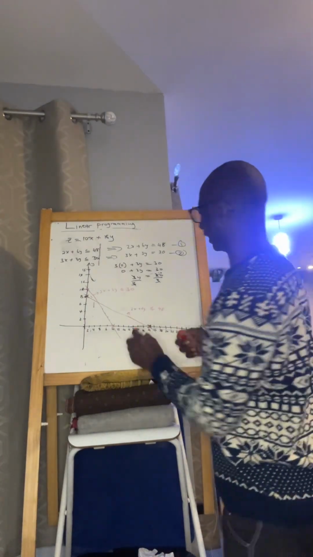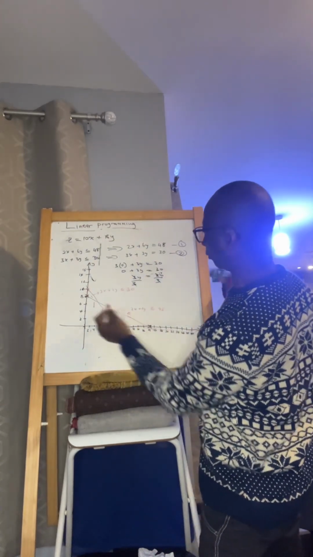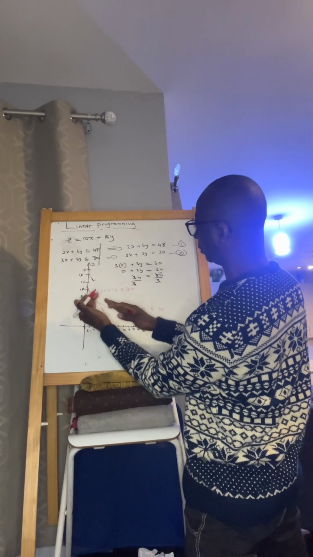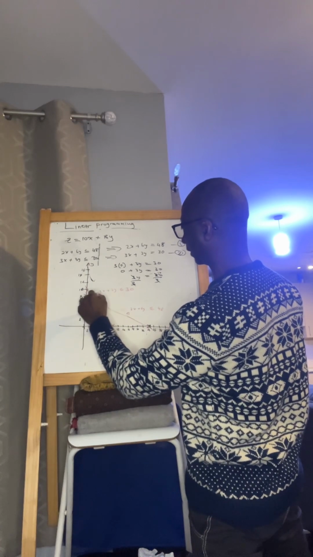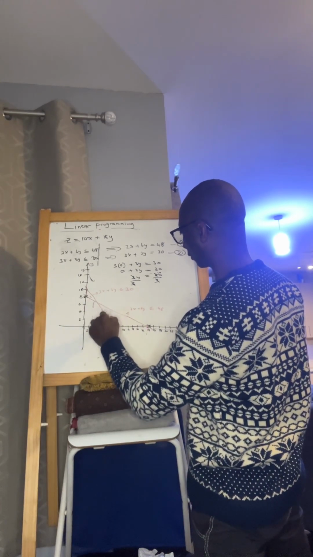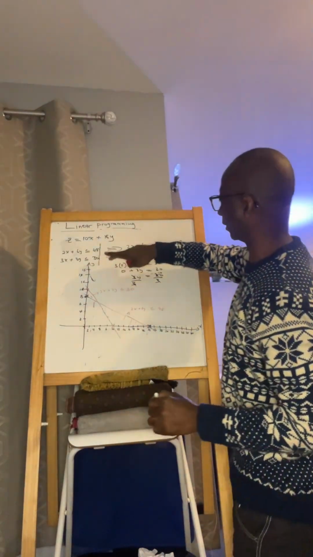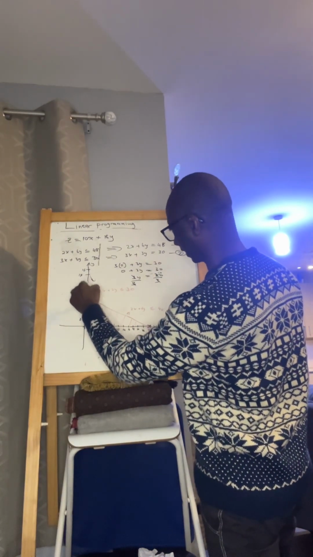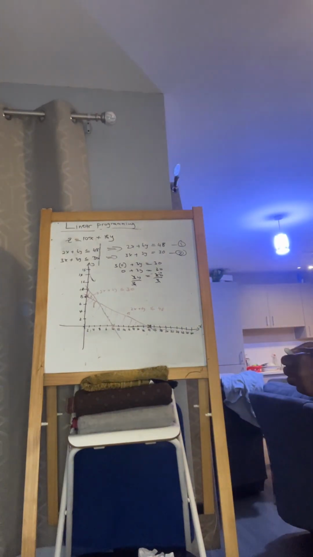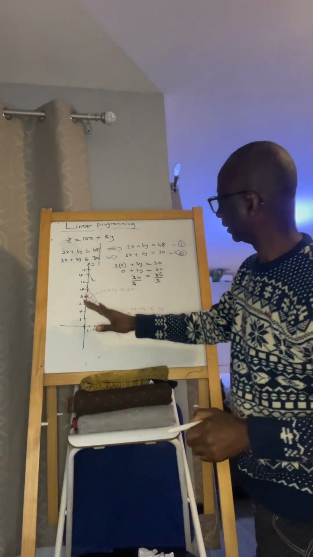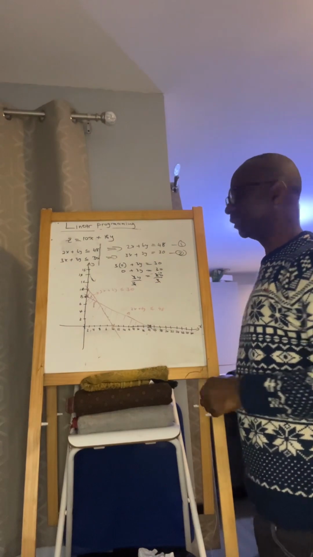So since it is less than, it means anything below this line satisfies this condition, less than 48. So anything here below this line satisfies this equation, and as well as this other one, anything below this line satisfies the equation. So this area that satisfies these 2 equations is what we call the feasible region.